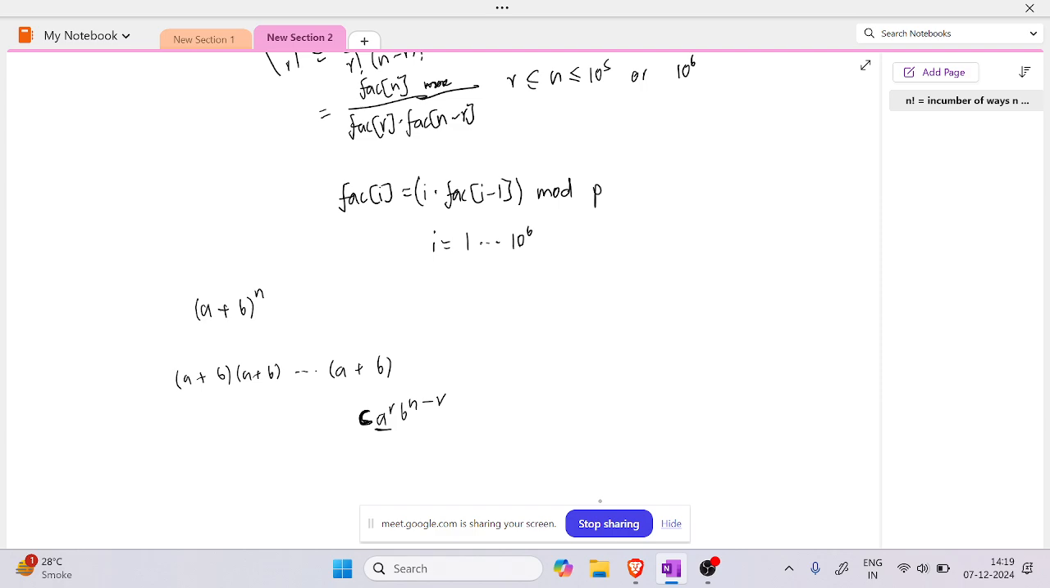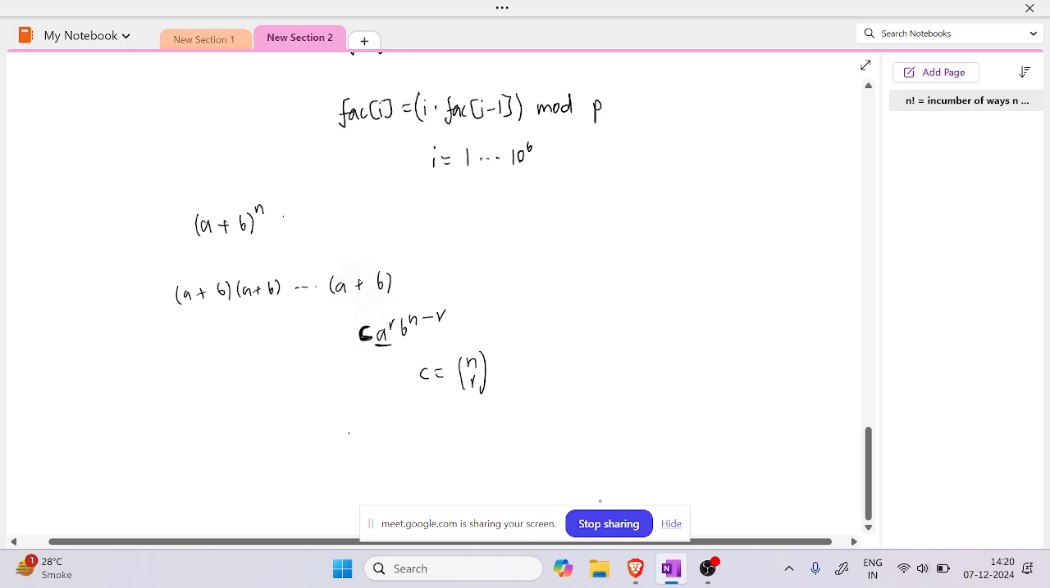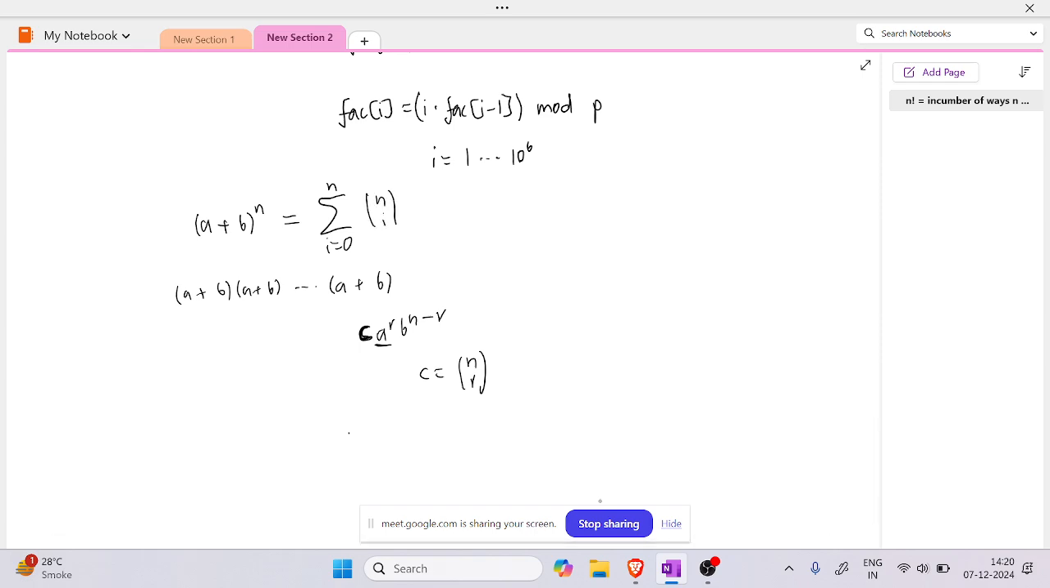So c is going to be NCR, because once you choose a from r brackets out of these n, you need to choose b from the other n minus r brackets. Once you choose the a's, the b's are fixed, and the number of ways to choose the a's is the number of ways to choose r objects out of n, which is just NCR. So the expansion is the sum for i equals 0 to n of NCI times a to the i times b to the n minus i. So that is the binomial theorem.